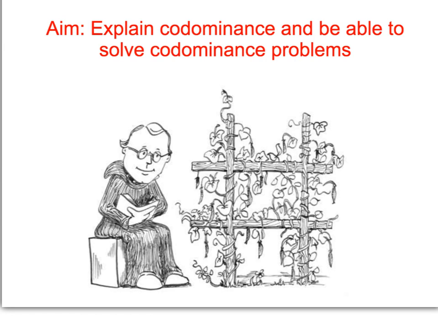All right, so now we are working on exceptions to Mendelian genetics. And in this video, we're going to talk about codominance problems. So our aim is to be able to explain codominance. What does it mean by that pattern of inheritance? And also be able to solve different codominance problems and understand what the different genotypes and phenotypes will be.